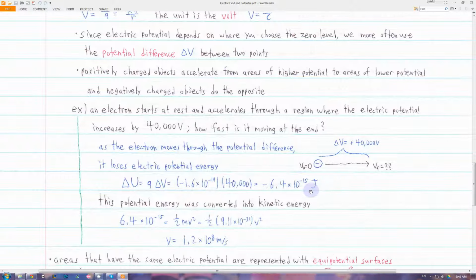So this potential energy that it lost was converted into kinetic energy. So we set the positive of this equal to 1/2 mv squared, and plugging in the mass of an electron, we can solve for its velocity.